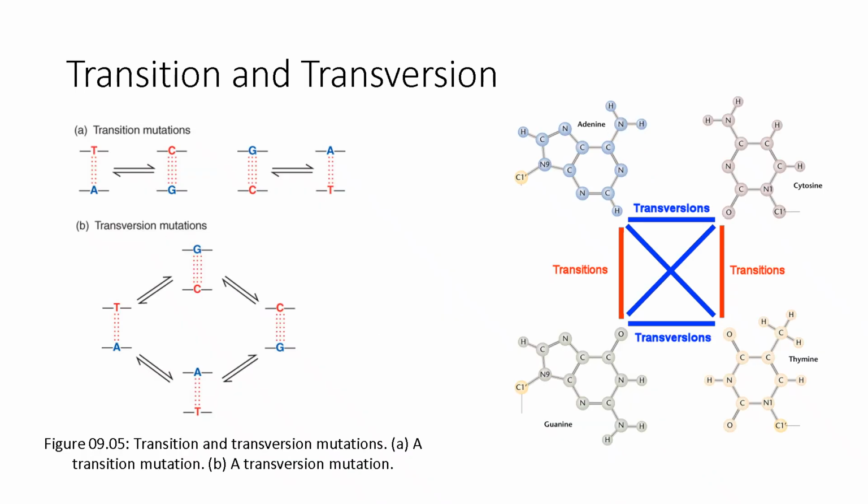Mutations resulting from base substitutions are classified as transitions or transversions. A transition occurs when a purine replaces another purine, or a pyrimidine replaces another pyrimidine. A transversion, on the other hand, is when a purine is substituted for a pyrimidine or vice versa. These changes can have varying effects on protein function depending on the position within a gene and the codon affected.